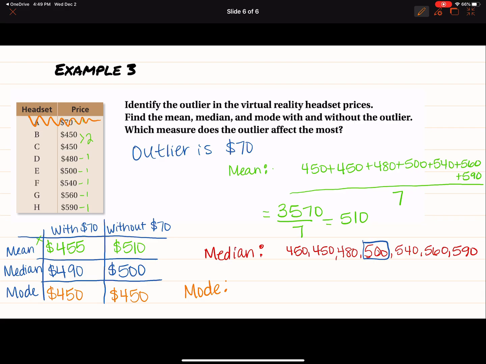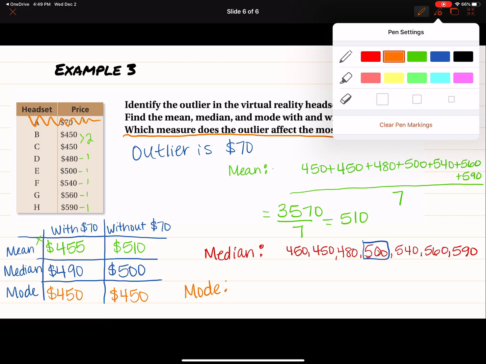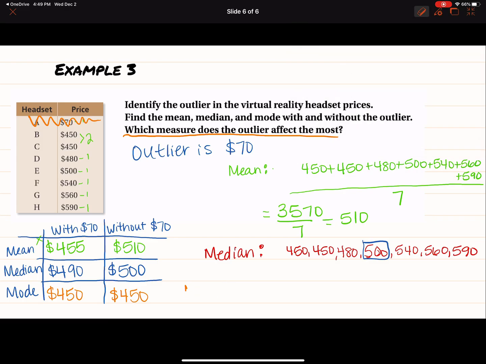So the last part of my question, it says, which measure does the outlier affect the most? Let's look. My mode ended up being exactly the same, okay? My median only went up by 10, but my mean went up by 55. Okay, so the outlier affected my mean the most. And that's usually going to be the case.